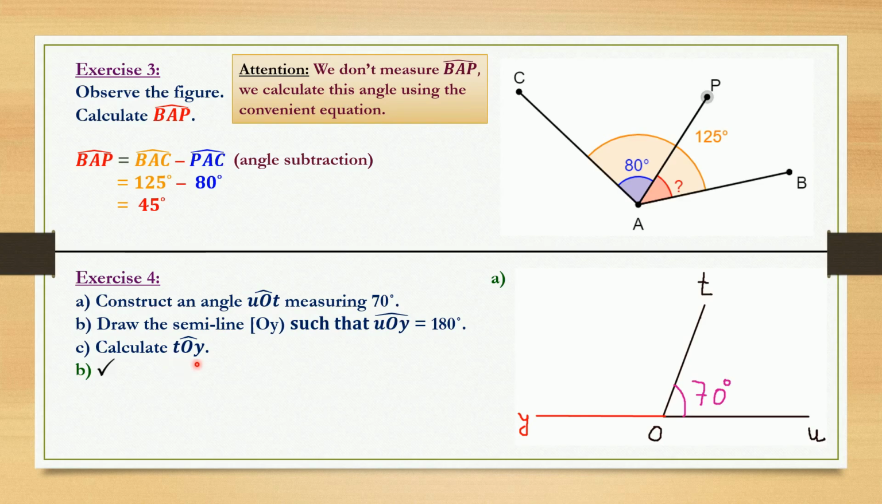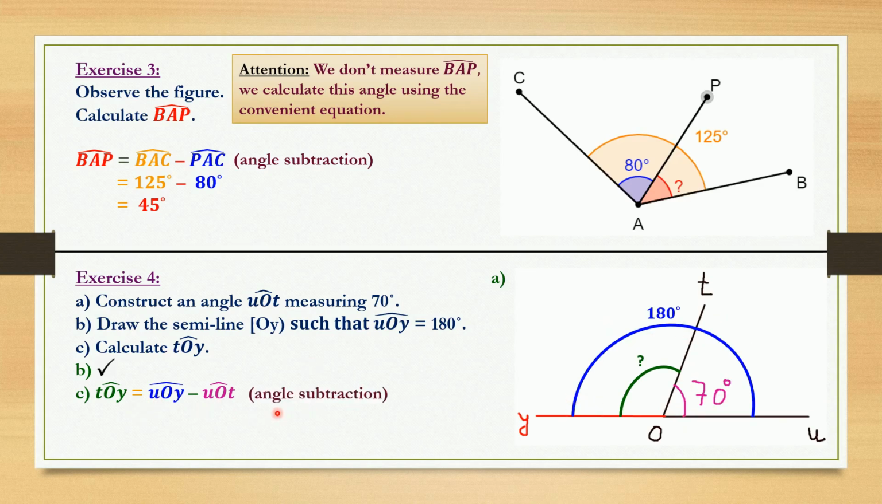First, before calculating TOY, let's write first the measure of the angle UOY. It's equal to 180 degrees. Angle TOY is in fact a part of the angle UOY, a part of a whole. So to find the measure of TOY, we need to subtract from UOY, we subtract the part UOT by using the angle subtraction equation. So question C, TOY equals UOY minus UOT.